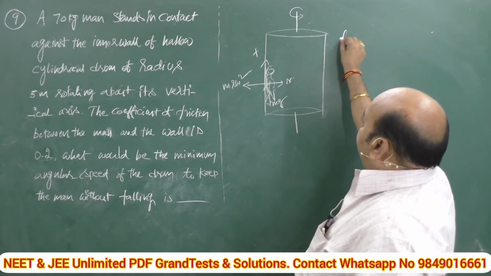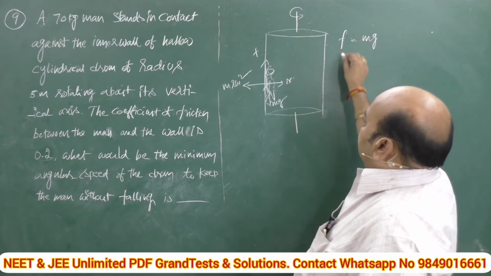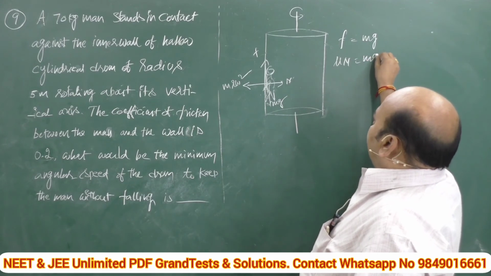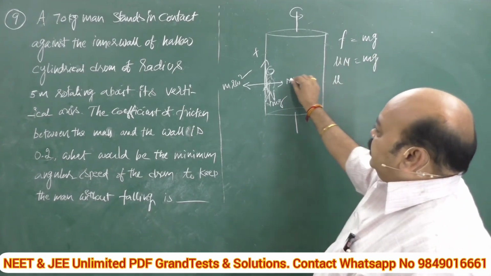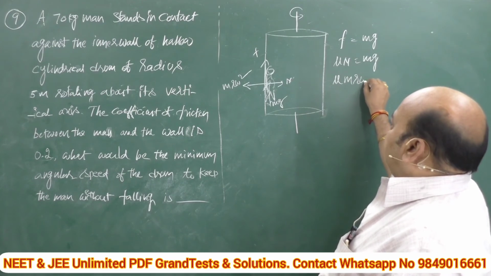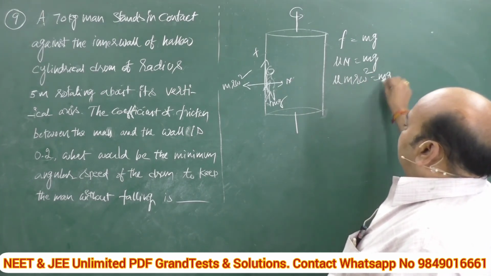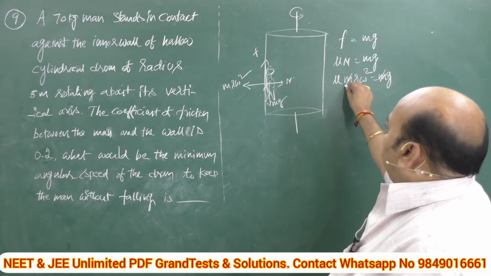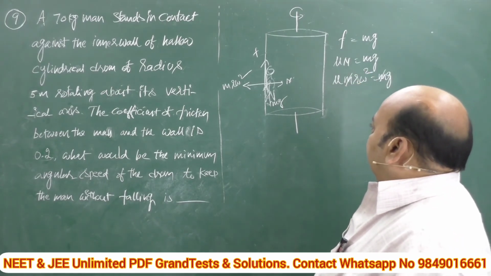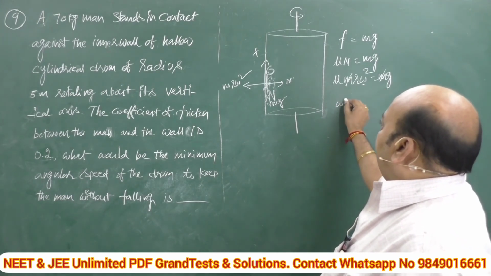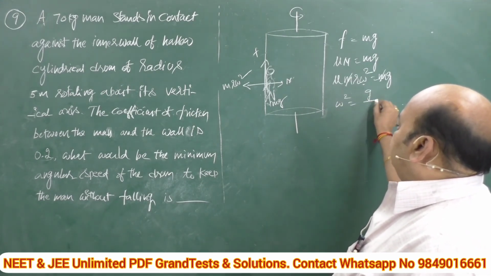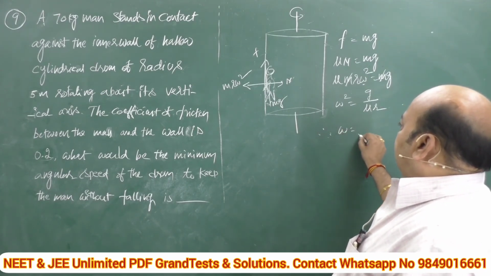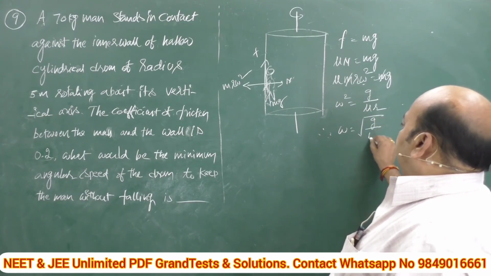See, frictional force F is equal to how much? It is given as mg. This is nothing but mu N is equal to mg, and what is N? It is nothing but mr omega square, so mu times mr omega square is equal to mg. Now this m and m get cancelled. From this we have to calculate the value of omega square. Omega square is equal to g by mu r. Simply speaking, omega is equal to square root of g by mu r.